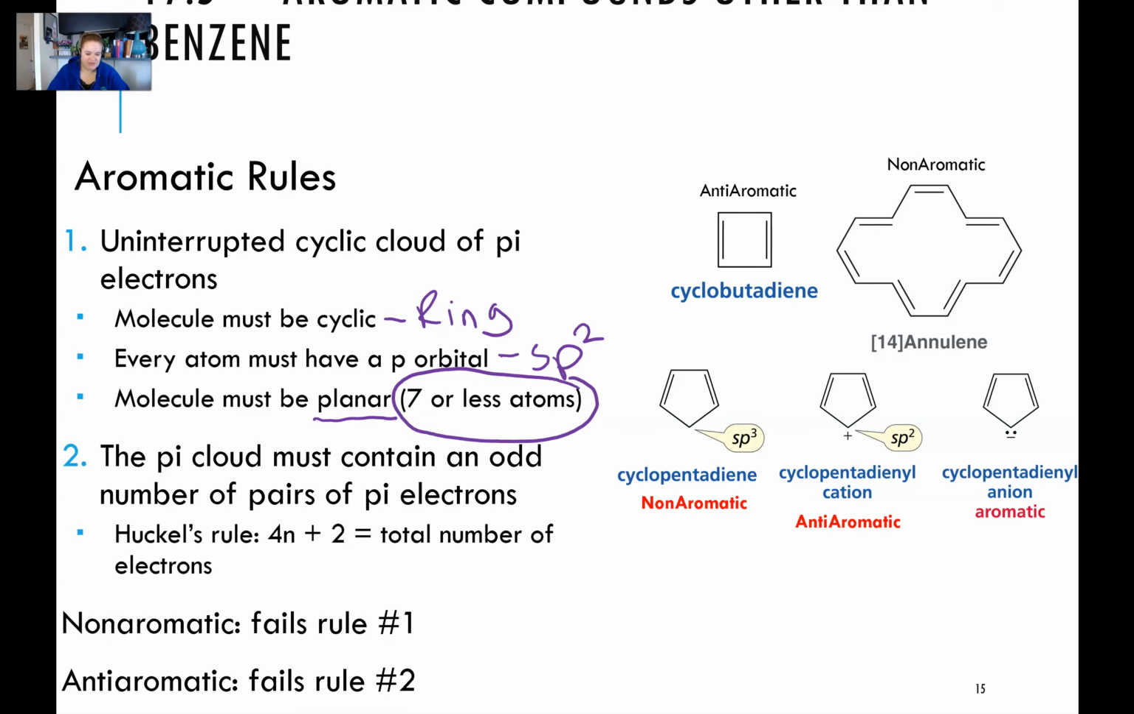Rule number 2 says the pi cloud must contain an odd number of pairs of pi electrons, and this is following Huckel's rule, so that the total number of electrons is 4n plus 2.